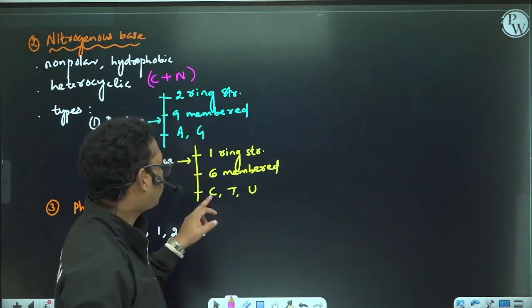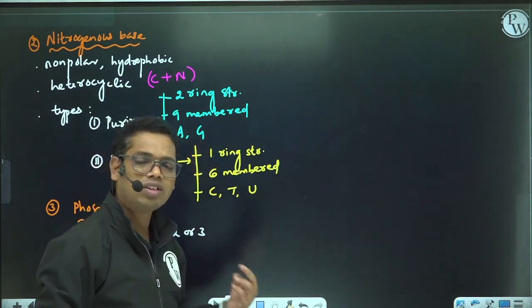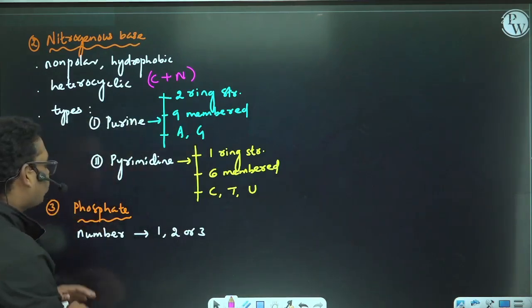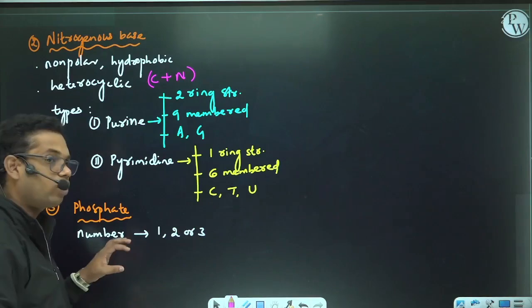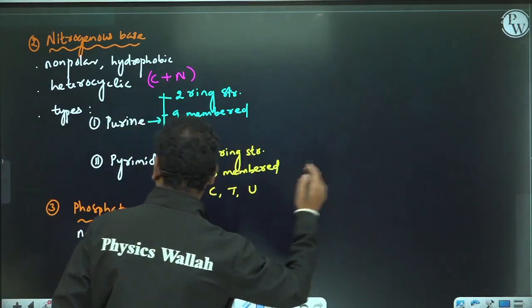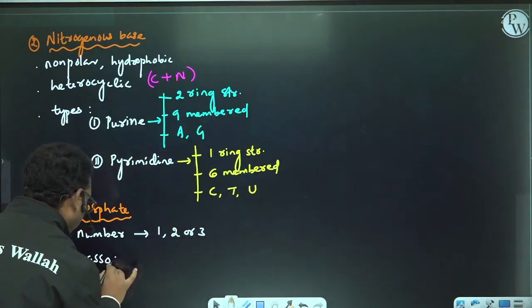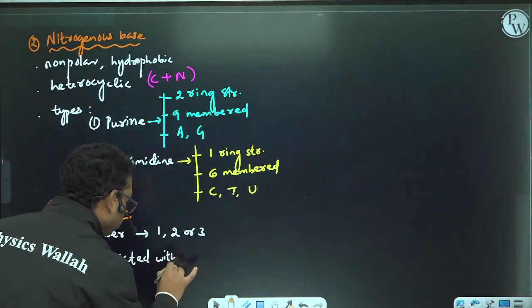Okay, so what about cytosine, adenine and guanine? They are present in both DNA as well as RNA. Now what about the phosphate in a nucleotide? The phosphates are associated with the sugar molecule. So let me write that part. They are associated with the sugar molecule.